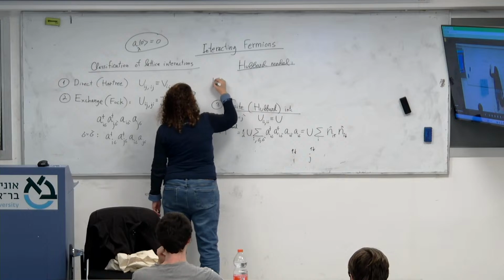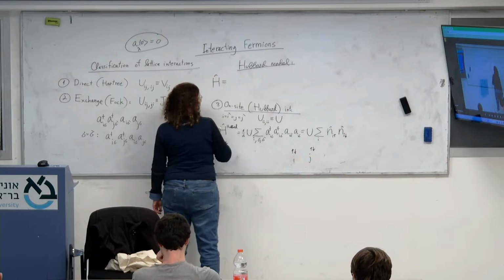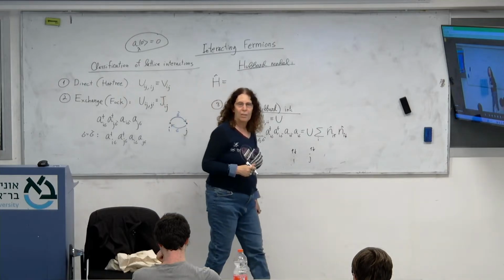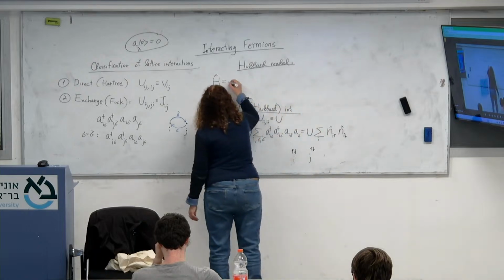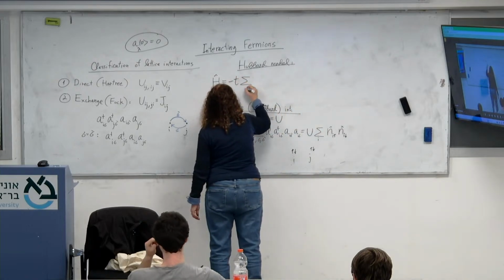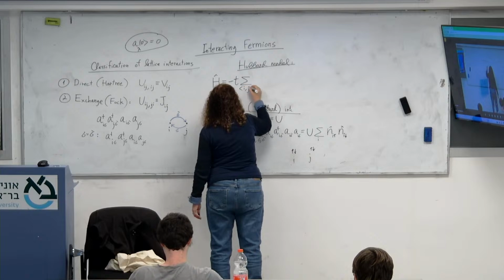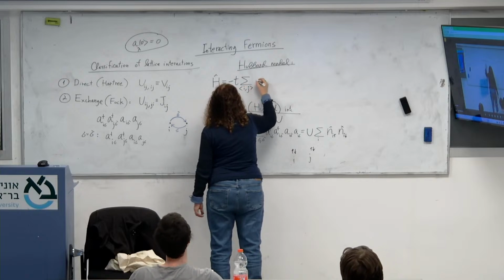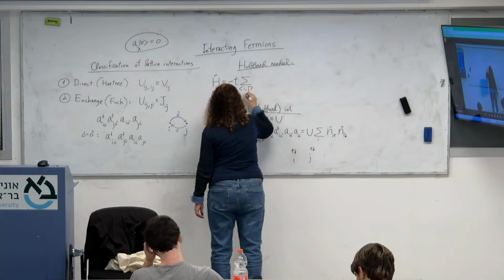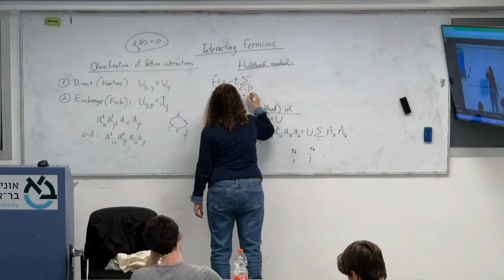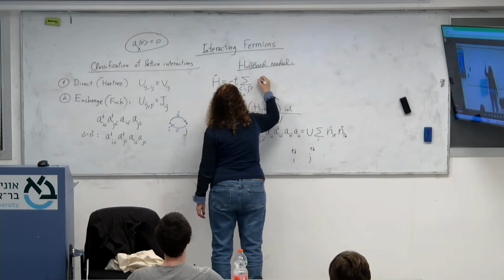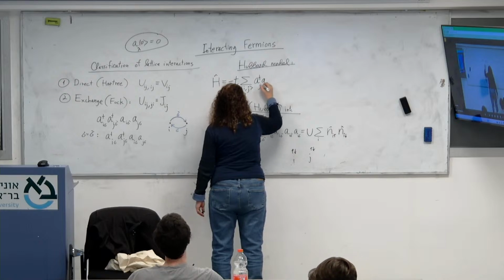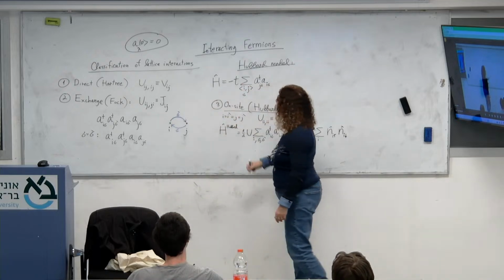So you assume a Hamiltonian that has a single body part, which is just the tight binding. So it has minus t, sum over ij nearest neighbor and sigma of a_j dagger a_i. Okay, that's a single body part.